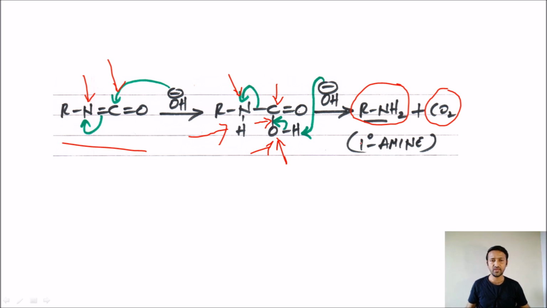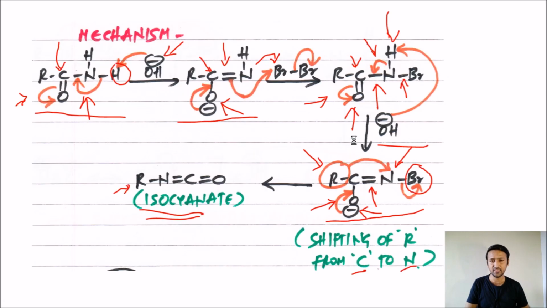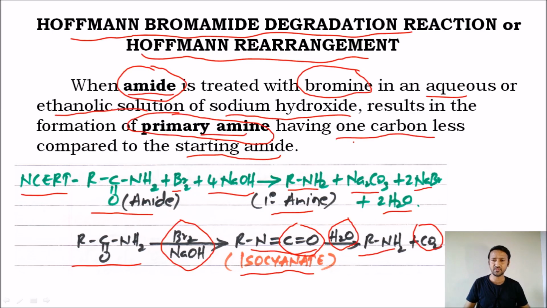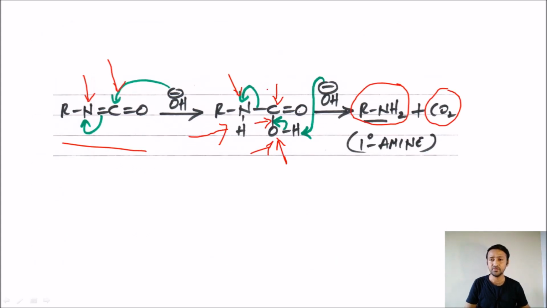Right, so in this way we take the conversion of amide into primary amine by using the Hoffmann bromamide degradation reaction. Okay, and remember the intermediate involved in this reaction or rearrangement reaction is isocyanate. And which type of rearrangement reaction is this? It is of the type of migration of alkyl from carbon to nitrogen. Okay, so in this way we can take the mechanism for Hoffmann bromamide degradation reaction.